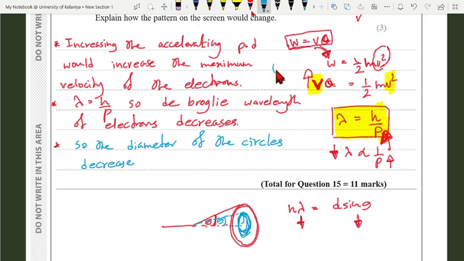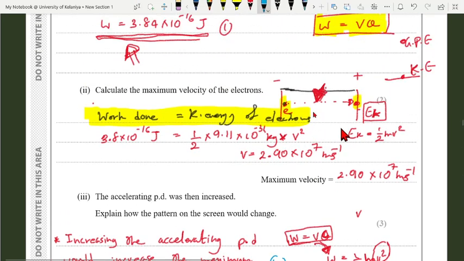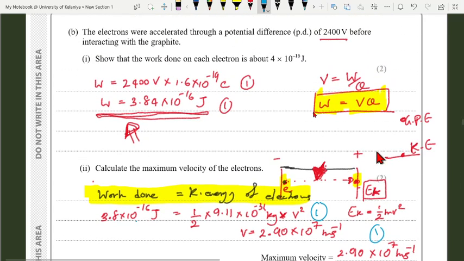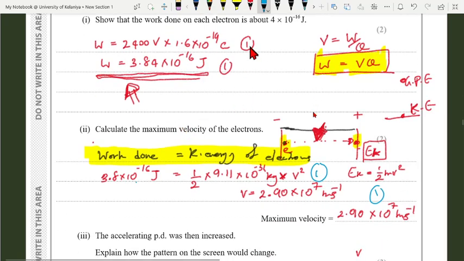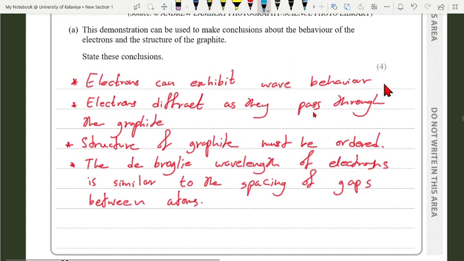So 1 mark for this one, 1 mark for this one, and 1 mark for this one. I have given marks here, it is about 2 marks. Applying this, taking the work done equals this, and for the final answer 1. And for these two, using this, you can give 1 mark for each point, that's it.